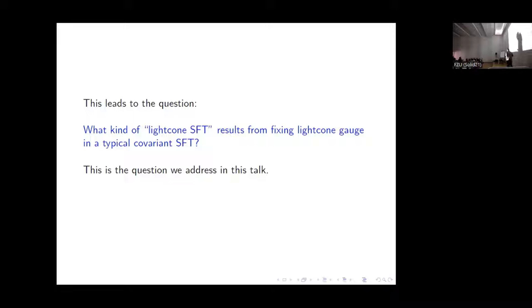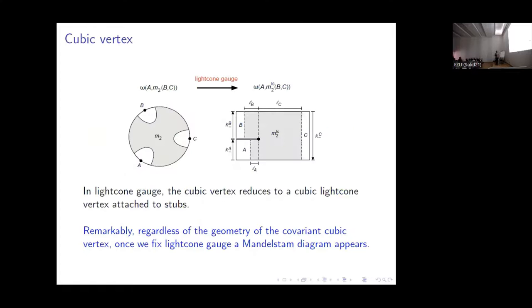Okay, so we want to see what happens when we impose light cone gauge. So let's start with what happens to the cubic vertex, because this story is known. If you start with a general cubic vertex in some covariant string field theory, it's defined by a correlation function on the unit disk with certain local coordinate patches defined by local coordinate maps. And if you fix light cone gauge, it turns out that this covariant vertex reduces to a vertex which is given by a Mandelstam diagram, okay? So it reduces to the cubic vertex of the light cone theory attached to stubs of varying length. In this case, LA, LB, LC, okay? These little things are called stubs, these strips of string, which are attached to that vertex.